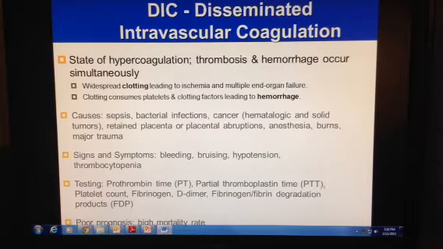Signs and symptoms are bleeding and bruising because all of the blood clots everywhere. Hypotension is because blood pressure drops really fast because of massive internal bleeding. They say that with DIC patients can bleed from literally every pore in their body.